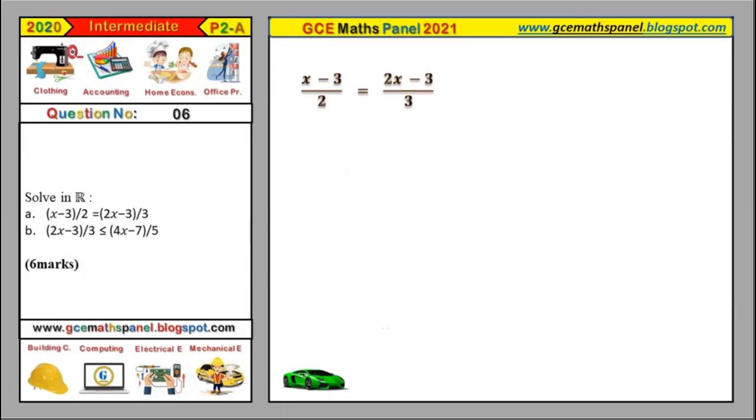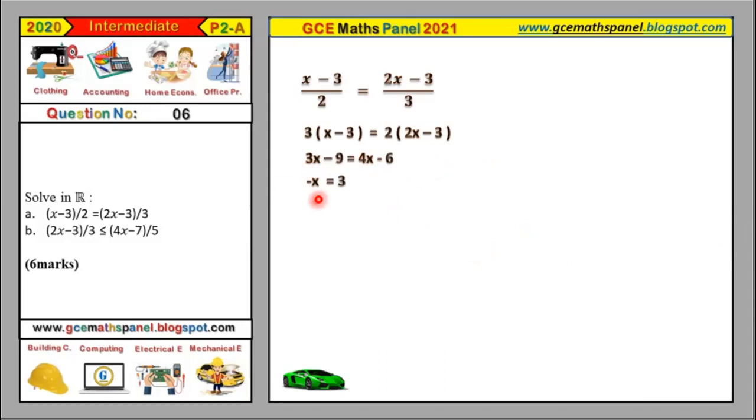All right, so we have this. So we just have to cross multiply. When we cross multiply, we'll have 3 times 2x minus 3 equal to 2 times 2x minus 3. So open out the brackets, we'll have 3x minus 9 equal to 4x minus 6. Bringing like terms together, we'll have 3x minus 4x give us minus x to be equal to minus 6 plus 9, which is 3.